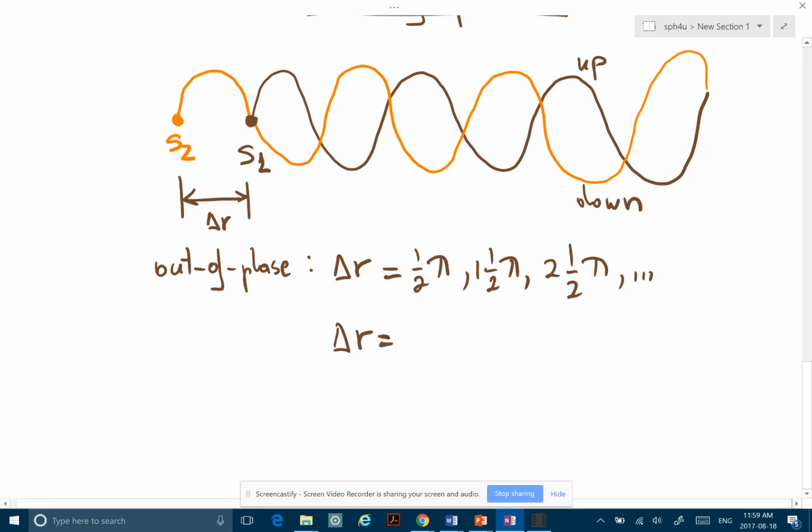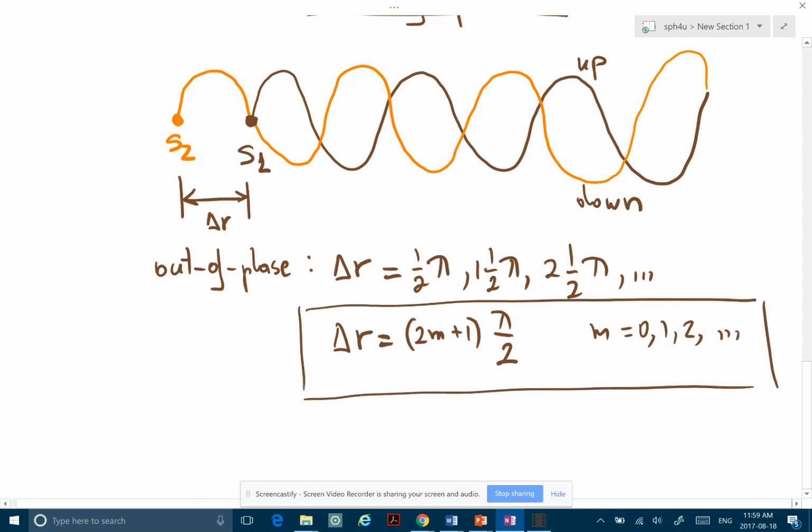So how do I write that? Remember, 1 and 1/2 is 3 over 2, 2 and 1/2 is 5 over 2, and so on and so forth. So it looks like some odd multiples of a half, right? So it's (2m plus 1) times half lambda, all right? Where m is still a whole number. So it's 0, 1, 2, and so on and so forth. So this is the condition for two sources to be completely out of phase.